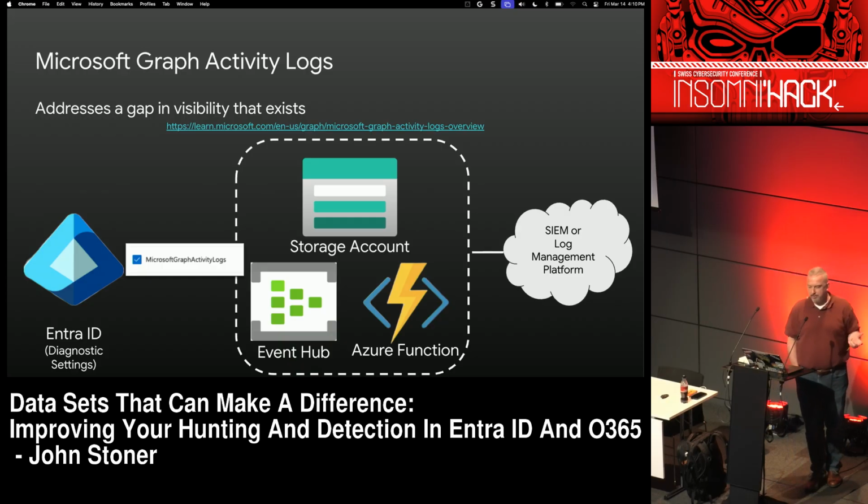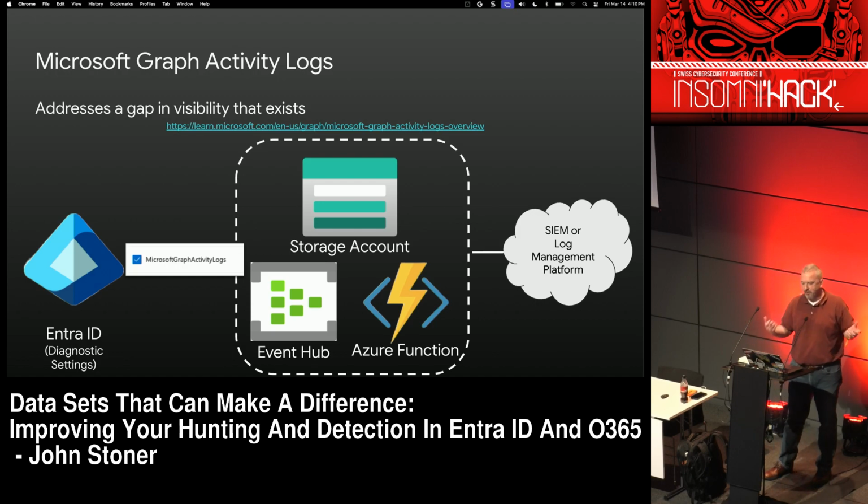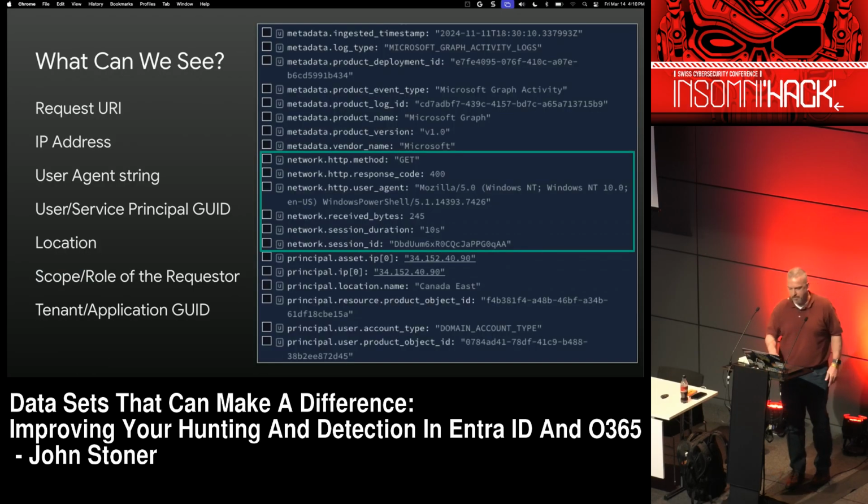Now, to ingest graph activity logs, you go to Entra ID in the diagnostic settings. You could click a little tick box, and you can send that data to a storage account, to an event hub. You might pull it with an Azure function out of there, and you throw it into whatever your log aggregation platform is. Doesn't matter. That last mile may vary depending upon your different one. I've done it both of these ways. It works perfectly fine. What can you see out of those graph activity logs?